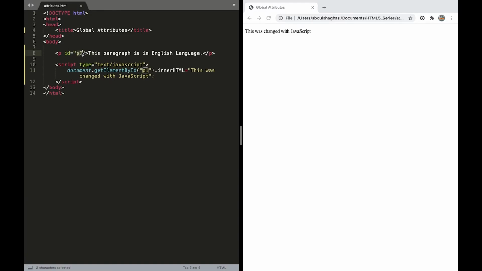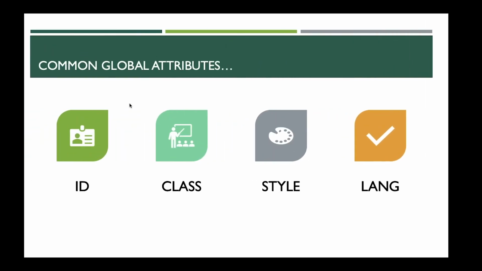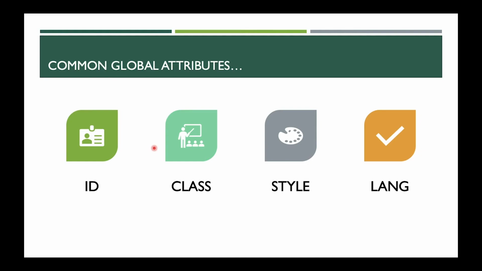But class is different. Class, you can use it multiple times on multiple different elements. And these are used mainly by CSS developers to actually apply the same style to different elements or different content within a web page. So that's where it's appropriate to use the class attribute to achieve the outcome. Let's look at an example.